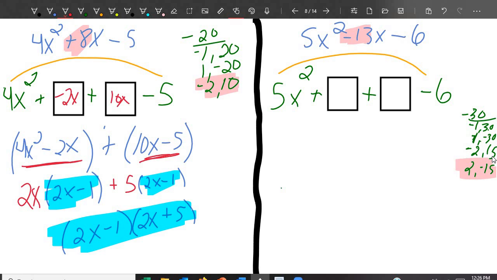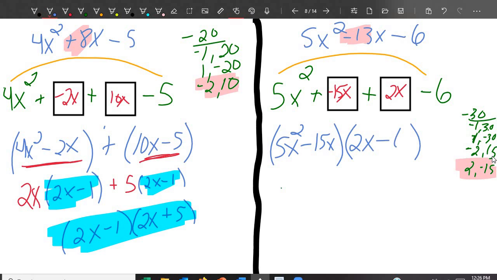Now, it doesn't matter where you put the numbers in the boxes, but I'm going to put the negative 15 first, and you'll see why in just a second, and put the 2x second. Now, the reason I'm doing that, so when I group it, I will not have a negative at the beginning of the second parentheses. This way I don't have the negative at the beginning. Now we're going to factor out the GCF.